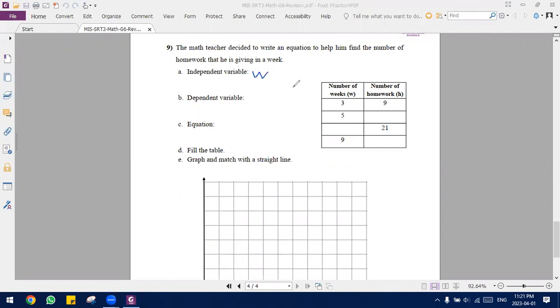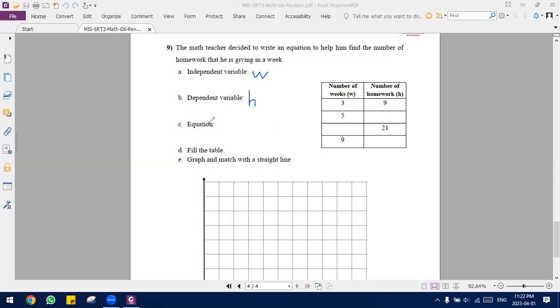Because number of weeks doesn't depend on anything. Whether we do anything or not, time is moving. So we have weeks, minutes, hours. It doesn't depend on anything. But the number of homework depends on the number of weeks, because the more weeks you have in school, the more homework you will get. So homework depends on weeks. The W is the independent variable, and the dependent variable is H, number of homework, because when the number of weeks increases, the number of homework should increase too.